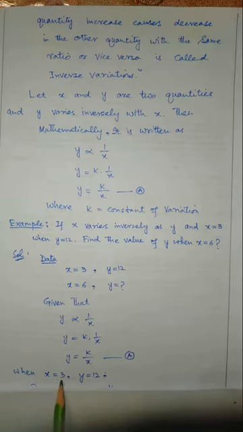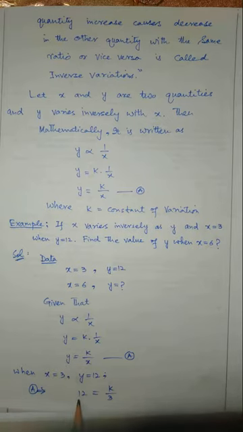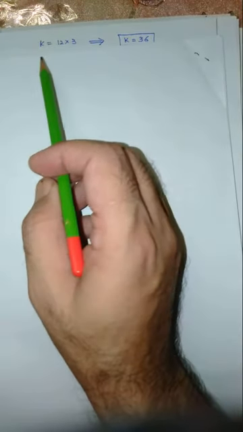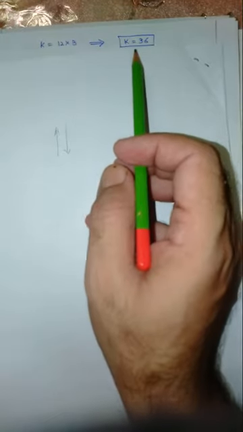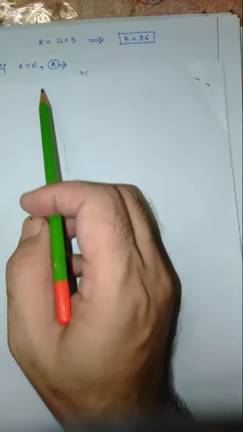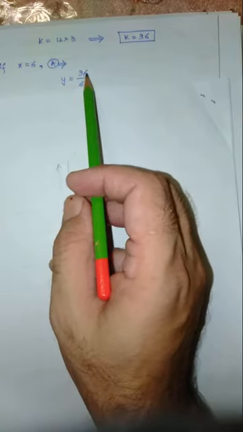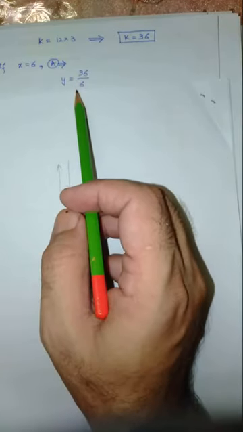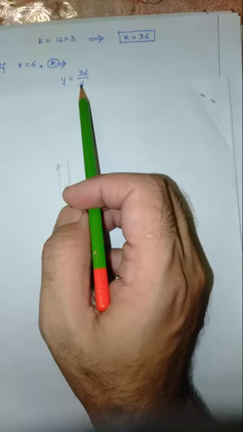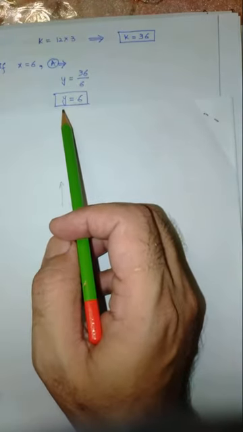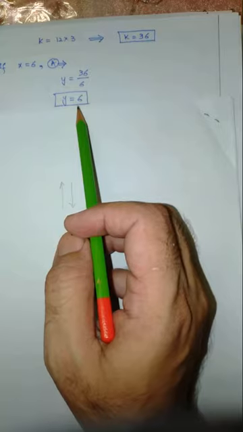When x is equal to 3, y is equal to 12. Then equation A implies, putting the value of y and the value of x, 12 is equal to k by 3. k is equal to 12 into 3. So 12 3s are 36. k is equal to 36. If x is equal to 6, then equation A implies y is equal to the value of k, which is 36, divided by the value of x, which is 6. 6 1s are 6 and 6 6s are 36. So y is equal to 6.